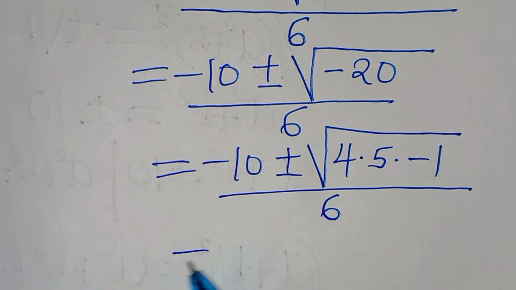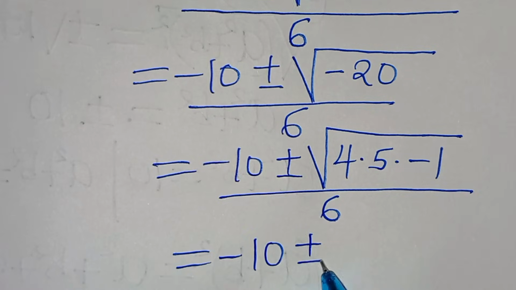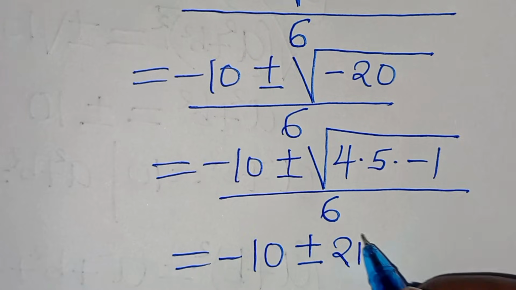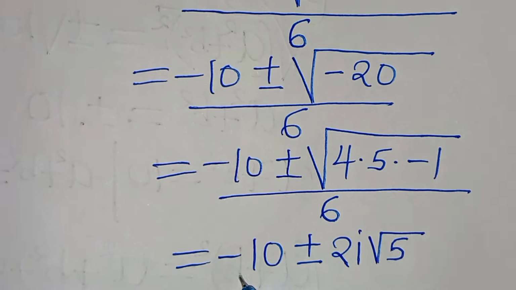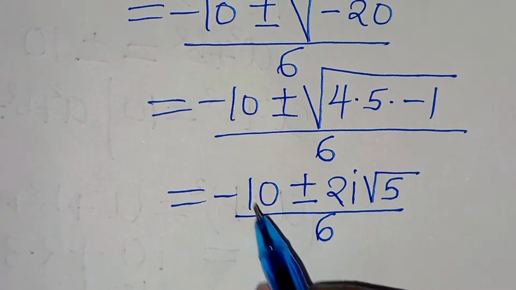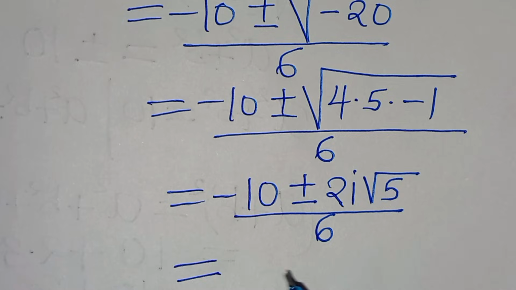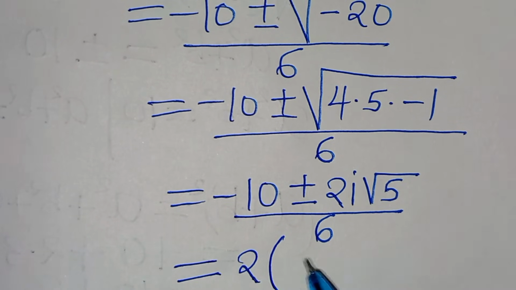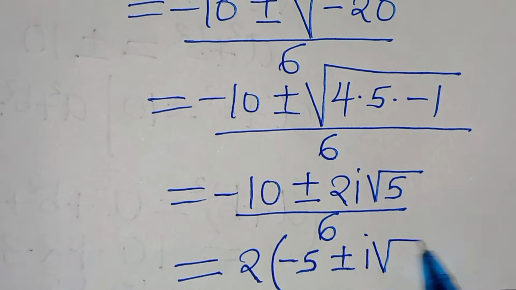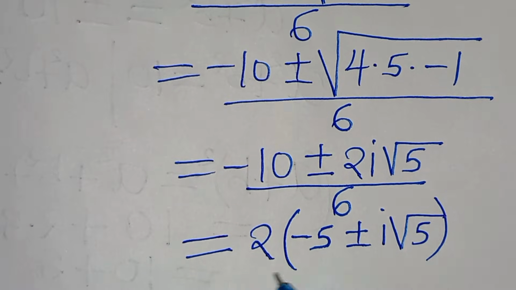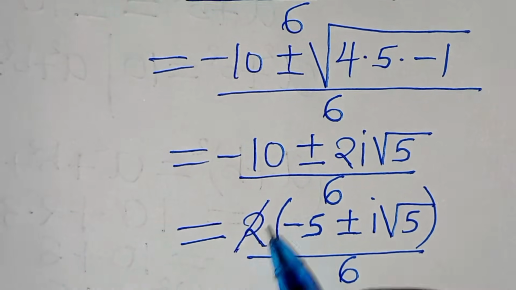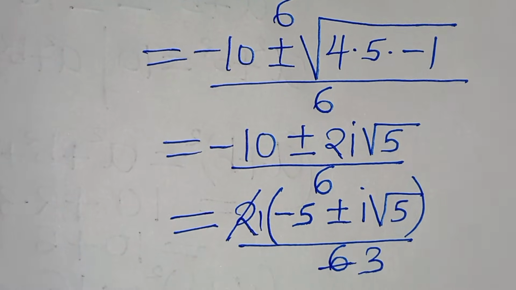So this implies that here we have minus 10 plus or minus the square root of 4, this is 2, the square root of minus 1, this is i, then square root of 5, everything here divided by 6. So in the numerator here, we have that 2 is common. We can factor out 2, so that now we have 2 in the parentheses. This is minus 5 plus or minus i square root of 5. Everything here divided by 6. So that now we can simplify here by 2, 1. 6 divided by 2, this is 3.